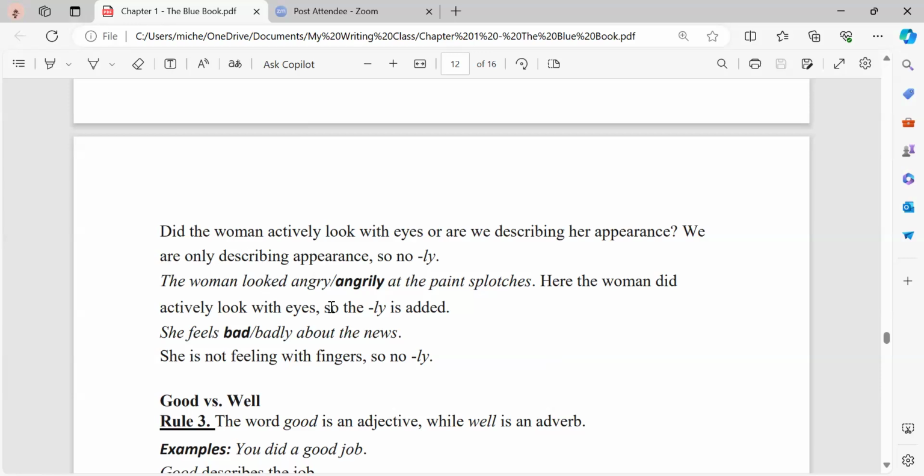And then this one right here: she feels bad or badly about the news. She's not feeling with her fingers, so no ly. The word feel has two meanings: whether it involves our touching senses or it is probably just our feelings. Here we're talking about feeling bad about the news, so it's talking about her feelings, which doesn't involve any active senses. So she's not feeling with her fingers, right? So no ly.